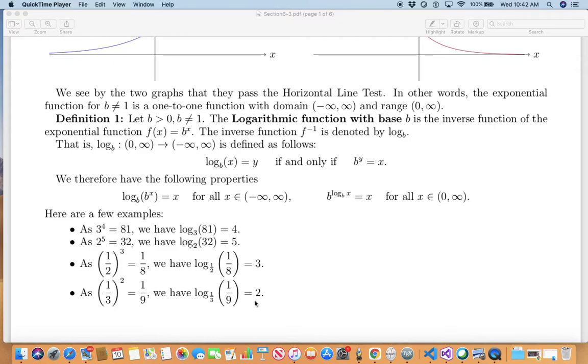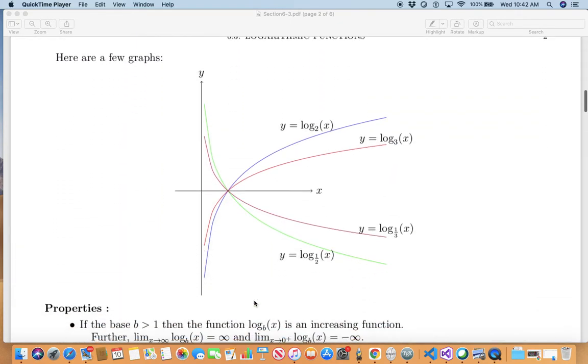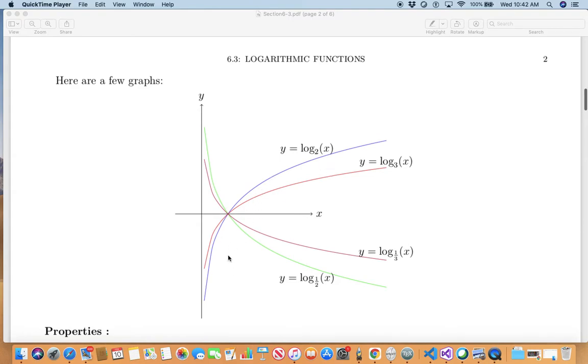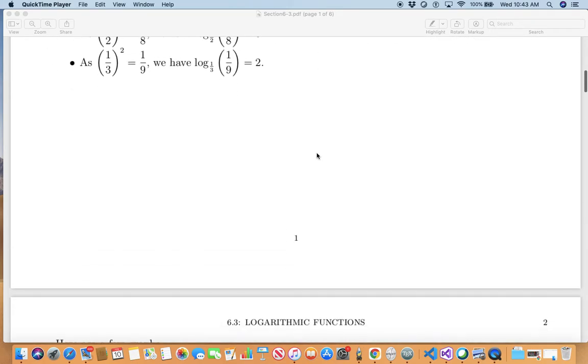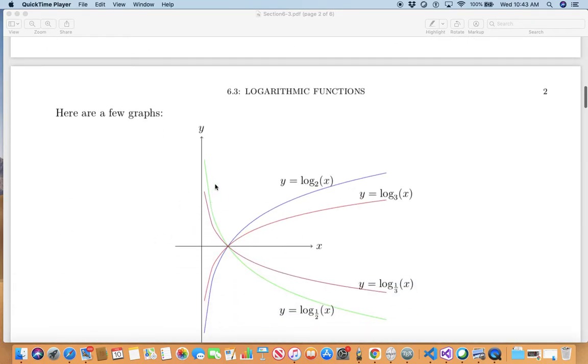Okay, so precisely. Here are a few graphs of log. Log base 2 is the blue graph. Log base 3 is the red graph. Log base 1/3 is the purple graph. And log base 1/2 is the green graph. How do you graph this? Look, log base 2 is the inverse of 2 to the x. So you need to draw 2 to the x and reflect it, and that gets you log base 2, and so on and so forth.